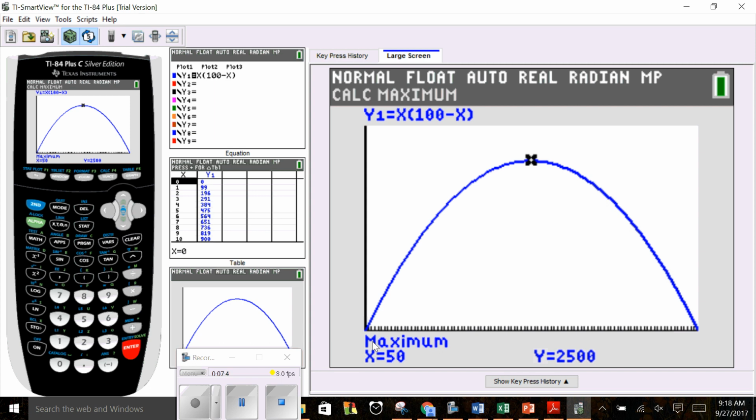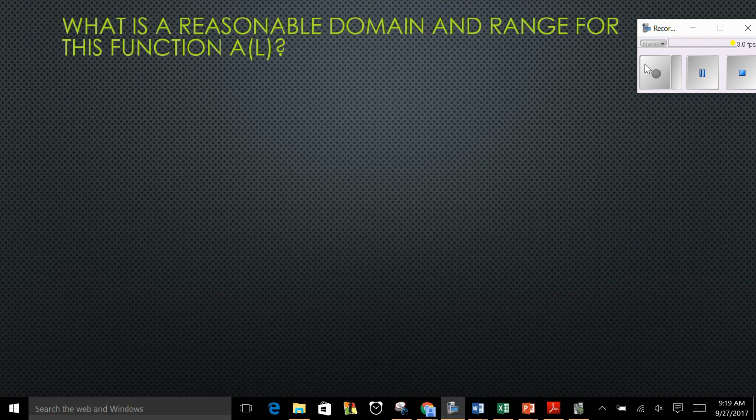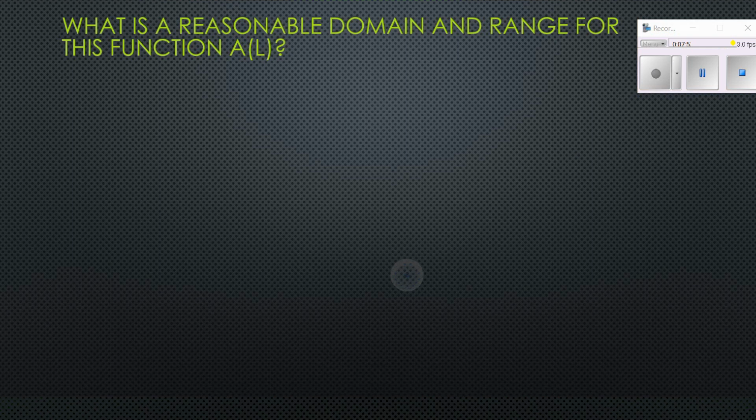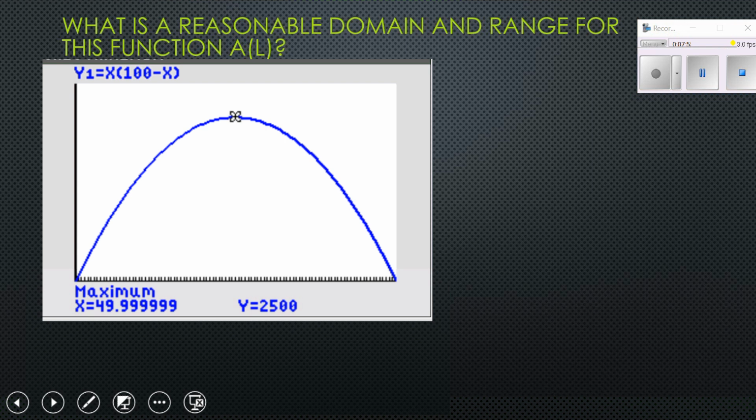So now we're going to return to our prompt here in our PowerPoint. Okay, our next task is, what is a reasonable domain and range for this function, A of L? We're going to look at what we have for the graph. This is what we just did, right? Notice sometimes the calculator will give you an approximation to the length. We're going to round that to 50 if you ever see that.